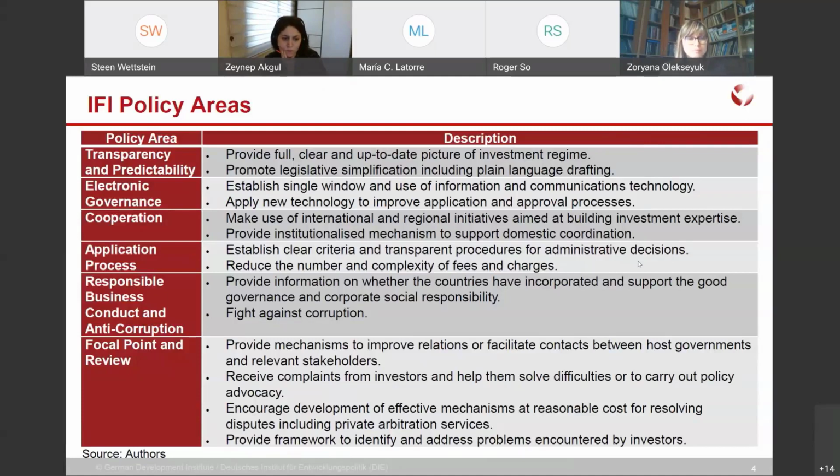The new policy area, responsible business conduct and anti-corruption, I will come back to that later on. And we have also focal point and review, which is very, very important, actually also policy area that provide mechanisms to improve relations or facilitate contacts between host governments and the stakeholders, also to receive complaints for investment and help them to solve difficulties and to avoid actually any dispute settlement mechanism that can be applied.